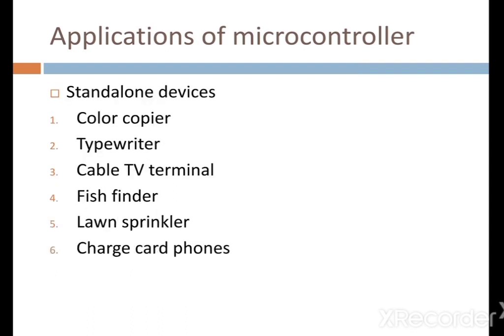Then third category is standalone devices. Standalone devices like color copier, that means color printer, typewriter, then cable TV terminal, fuse finder, lawn sprinkler, then charge card phones, etc.